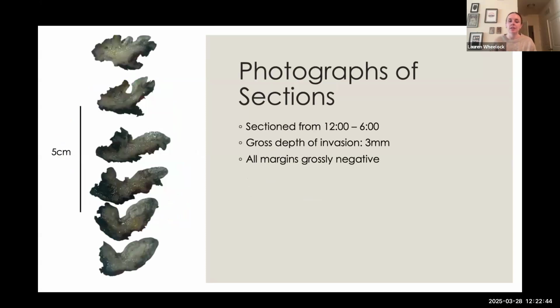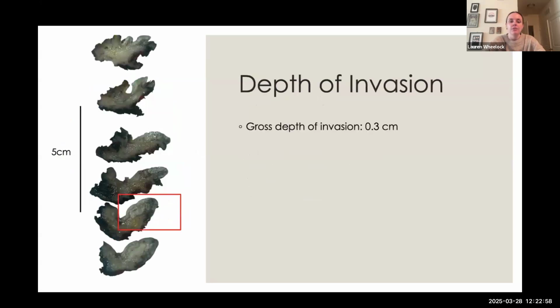So this is what we see upon cut surface. I sliced it from 12 o'clock to 6 o'clock. I left my 12 o'clock and 6 o'clock slices just a little bit thicker than the middle slices for possible perpendicular sectioning. Of note, we have this area right here, which I've coined our money slice. This has the most visible portion of tumor and the greatest point of invasion for the tumor.